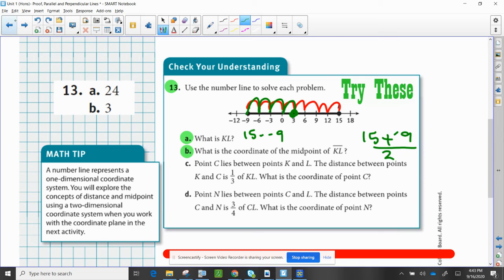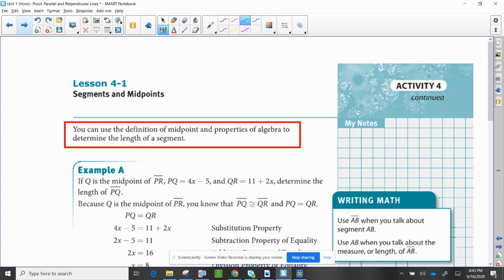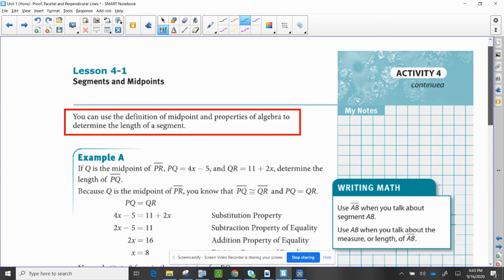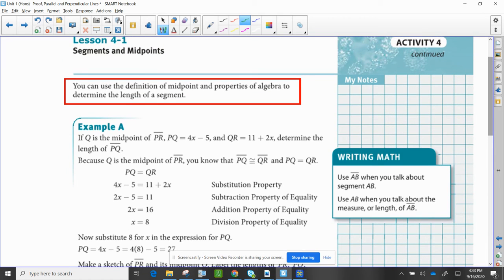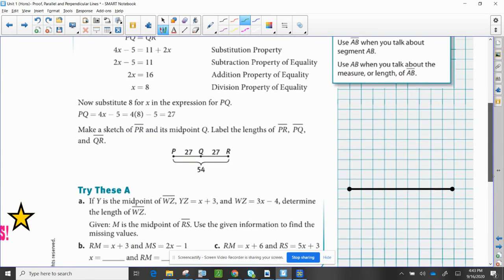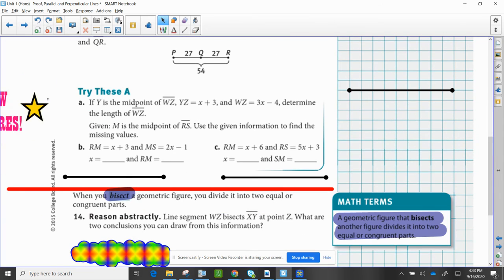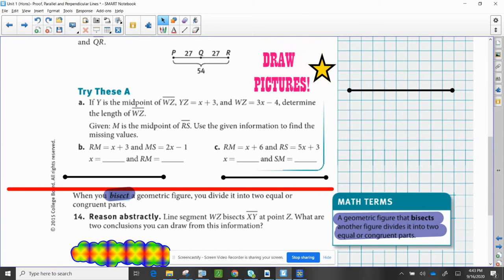Okay, so moving on. We have a lot to cover in today's lesson, so I'm just trying to make it efficient. All right, so the last thing we're going to do is look at how we can use the definition of midpoint and properties of algebra to determine the length of a segment. So we're doing lots of algebra in this problem and solving equations. So again, make sure we're drawing those pictures in, okay, to help you out a lot when we do these problems. But let's look at the try these A.